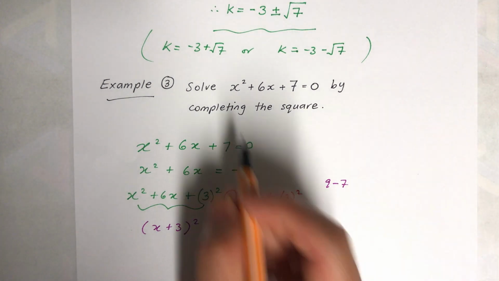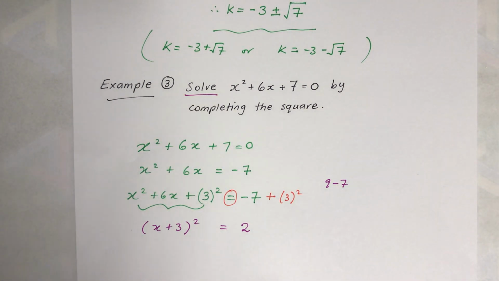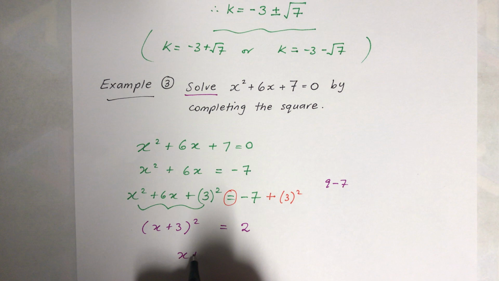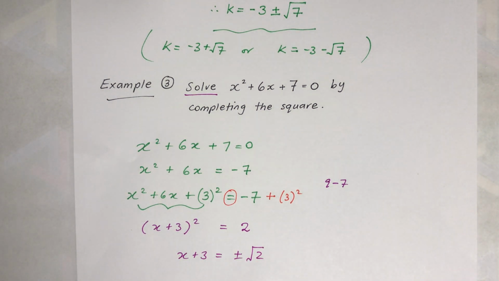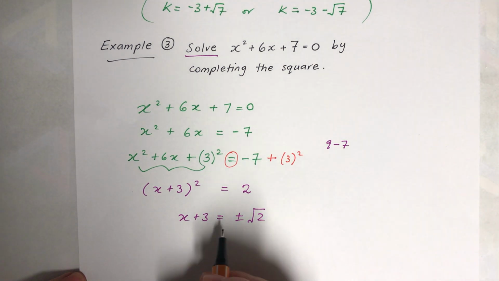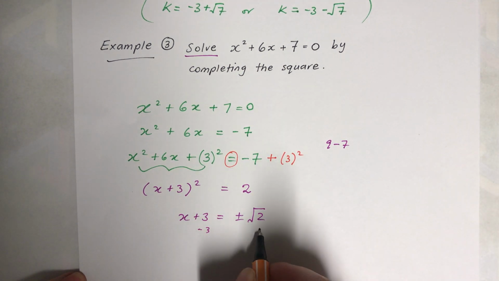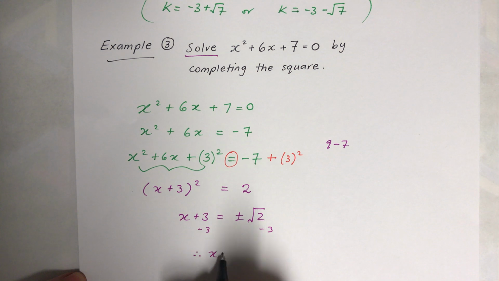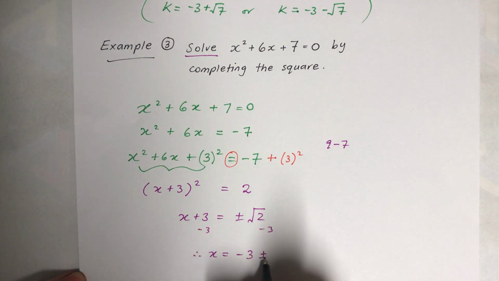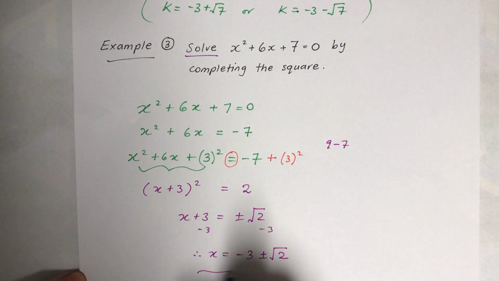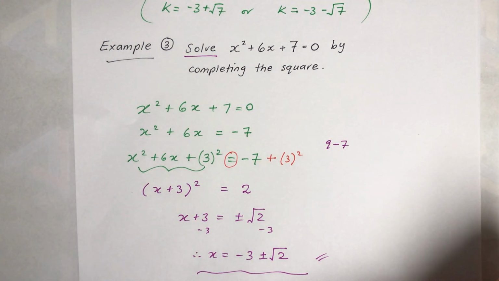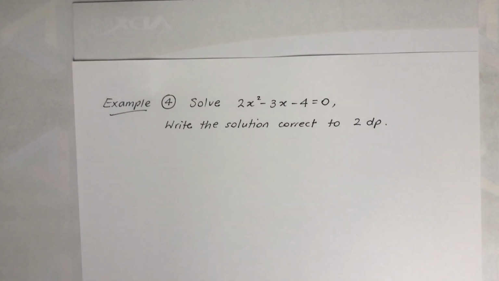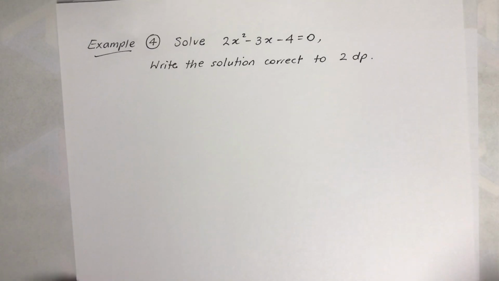And now it says solve, so I need to solve for x. So x plus 3 equals plus minus square root of 2, and then minus 3 on both sides. Therefore x equals minus 3 plus minus square root of 2. Okay, so that's what I've got. Excellent. So next question.